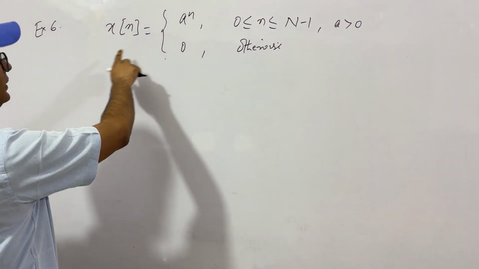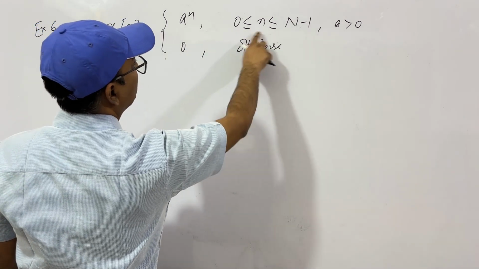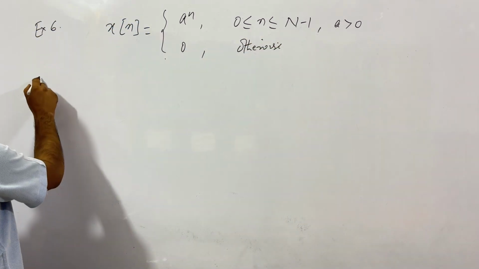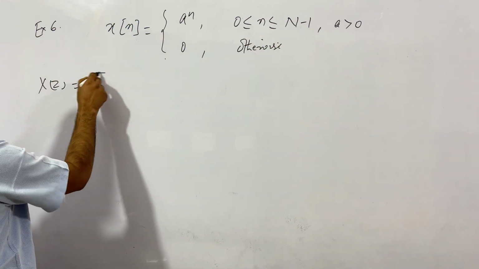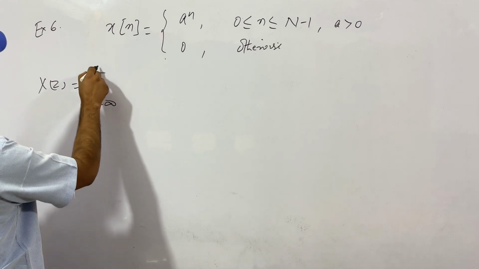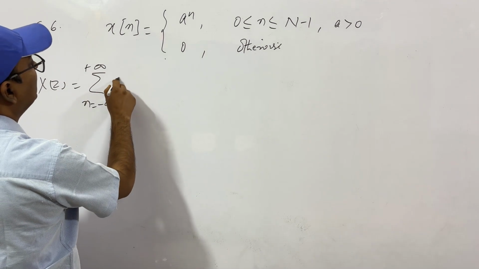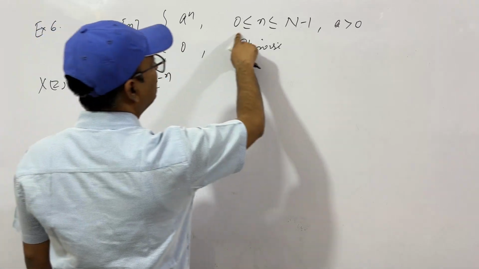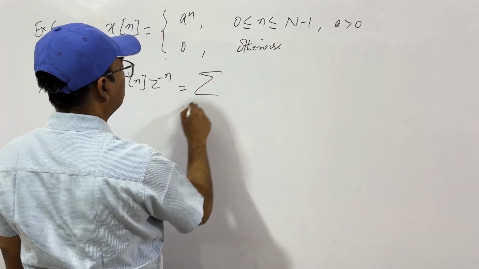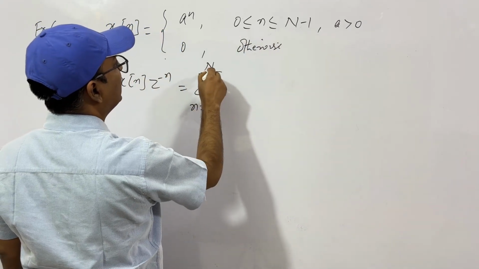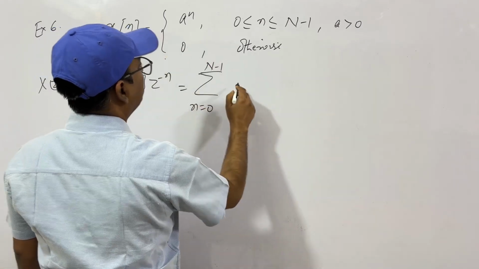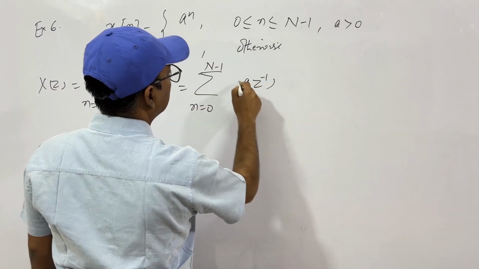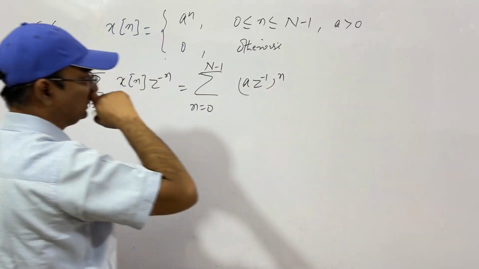Now let's see this question. x[n] is a to the power n between these values, otherwise it is 0. So what we get is the z transform, the sum from n equal to minus infinity to plus infinity of x[n] z to the power minus n, but the value is only between 0 and this. So this reduces to the sum from n equal to 0 to N minus 1 of a to the power n, so this is (a z inverse) to the power n.